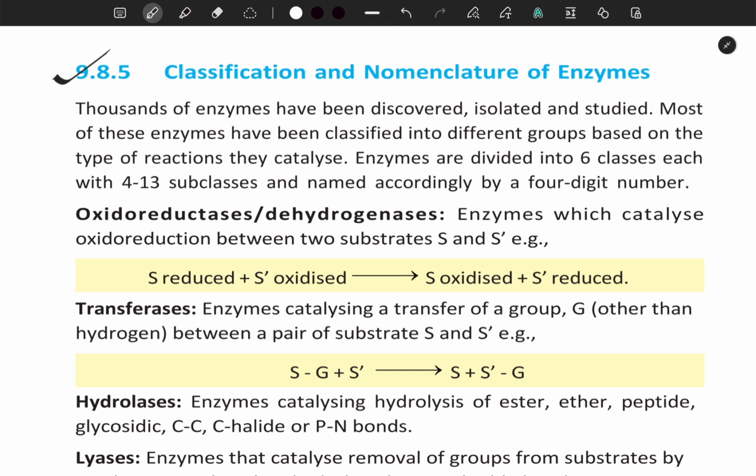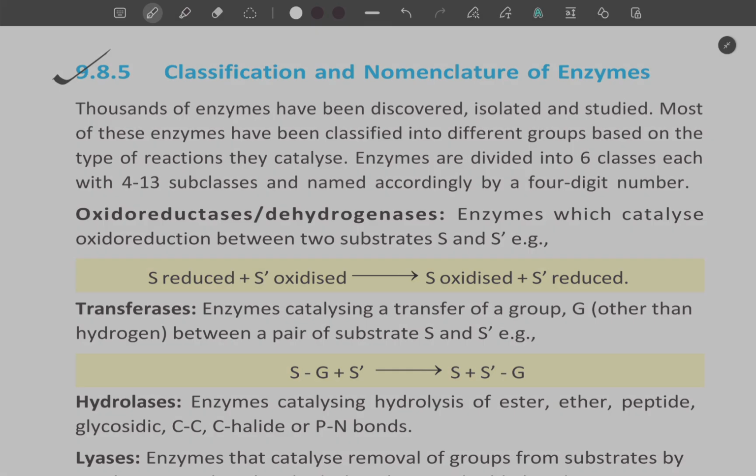Oxidoreductases or dehydrogenases: enzymes which catalyze oxidoreduction between two substrates S and S dash. S reduced plus S dash oxidized gives S oxidized plus S dash reduced. Transferases: enzymes catalyzing a transfer of a group G other than hydrogen between a pair of substrates S and S dash. Hydrolases: enzymes catalyzing hydrolysis of ester, ether, peptide, glycosidic, carbon-carbon, carbon-halide or P-N bonds.